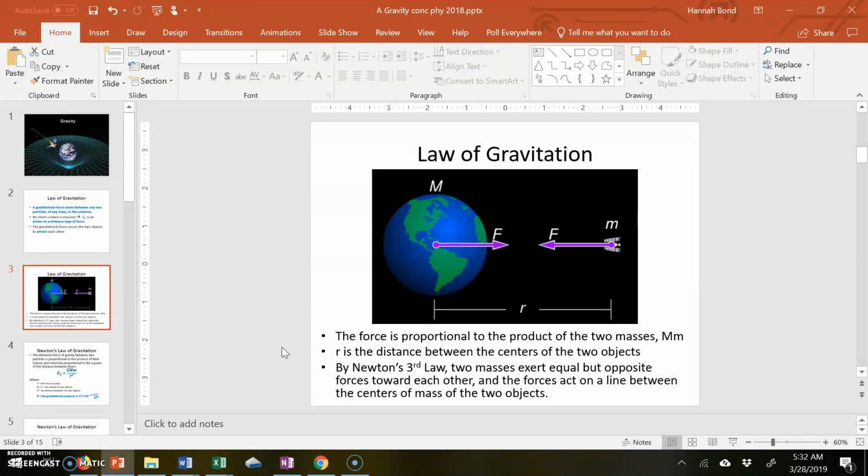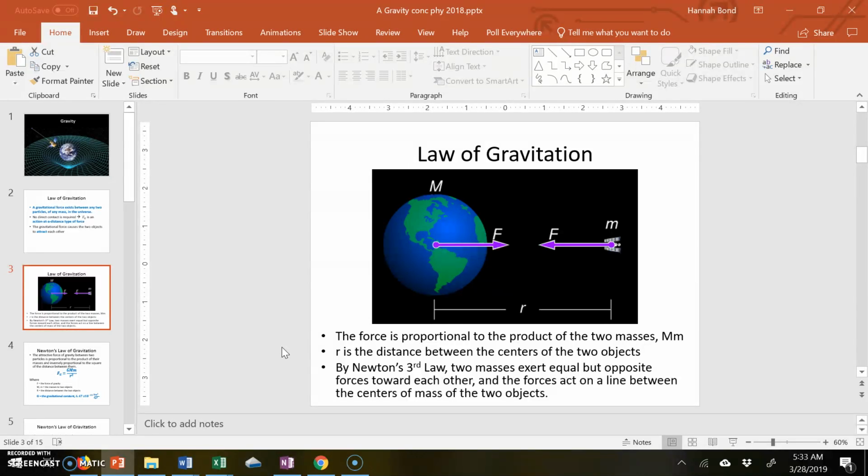The arrows are the same length because these forces are the same amount of gravitational force. But they are in opposite directions, right? Because Earth is pulling the spacecraft toward Earth, the spacecraft is pulling the Earth toward the spacecraft. They are Newton's third law pairs.